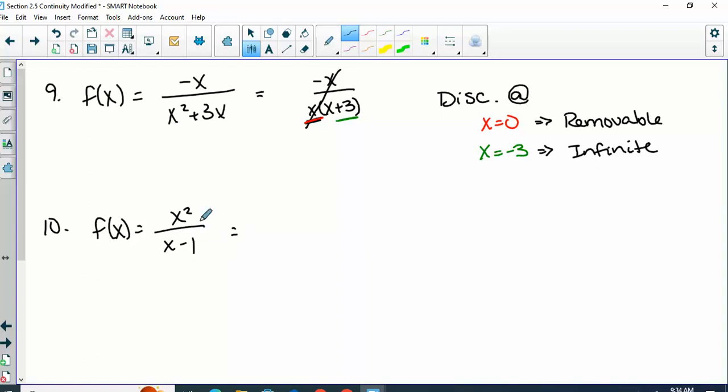Number 10, nothing factors there, so we can just jump straight to it. It's discontinuous at, the only thing that makes the bottom 0 is 1. Since that doesn't cancel, we know we have a vertical asymptote, so that means it is infinite.